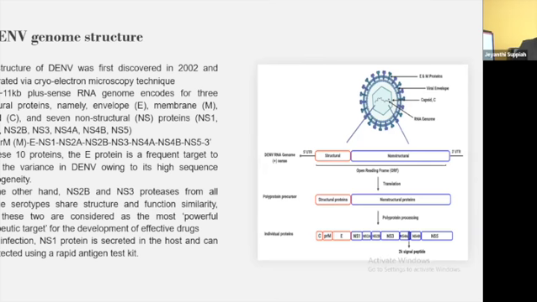As some of you might know, upon infection, NS1 protein is secreted in the host, and that can be detected using a rapid antigen test kit. So it's a good biomarker. To date, we are still relying on this NS1 protein to indicate acute dengue infection.